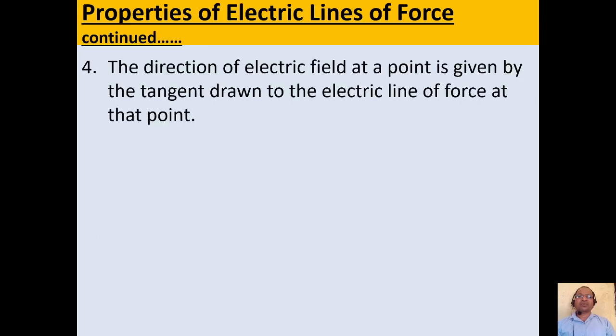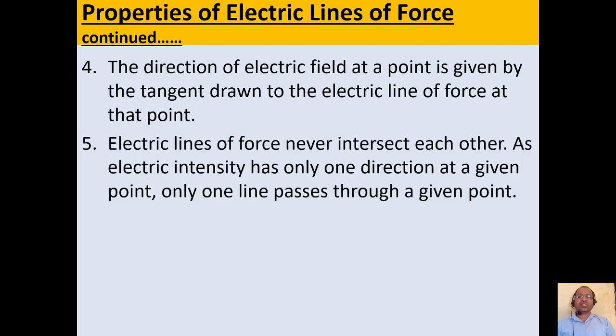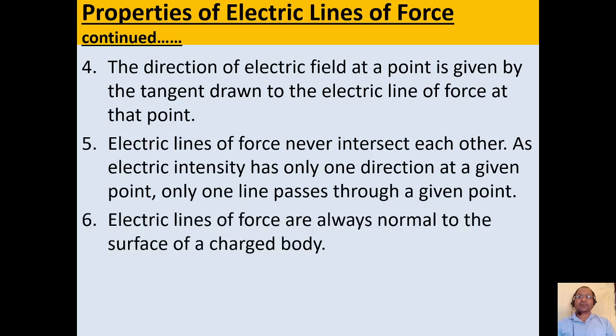The direction of the electric field at a point is given by the tangent drawn to the electric lines of force at that point. If we have to find the direction of the electric field at any point, then at that point we have to draw a tangent to the electric lines of force, and the direction of this tangent gives the direction of the electric field. Electric lines of force never intersect each other. This is because electric intensity has only one direction at a given point, so only one line passes through a given point, and hence electric lines of force never intersect each other.